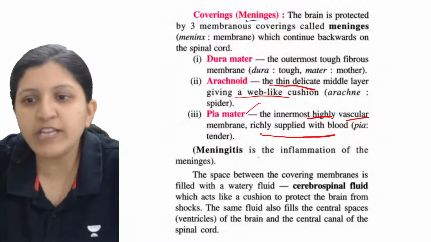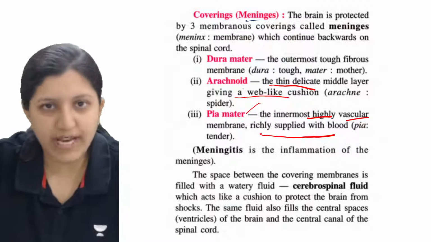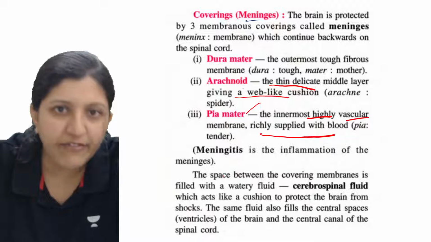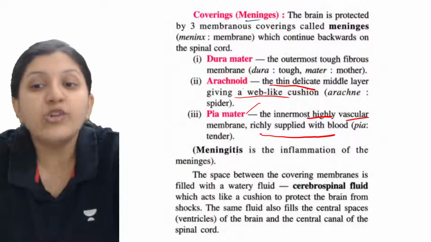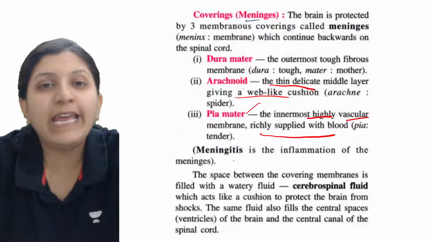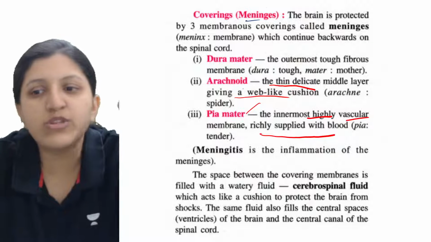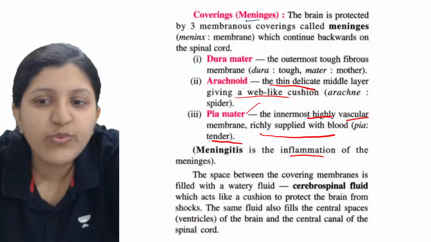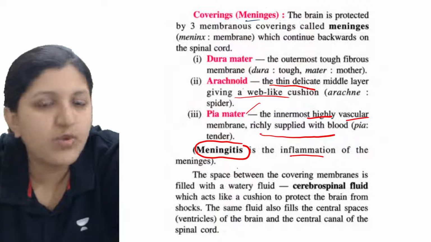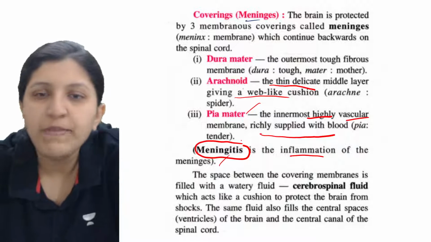Okay. So meningitis is the inflammation of the meninges. That is the covering which is there, and that covering we call the meninges. If there is any infection to these membranes, there is swelling and inflammation that can be seen. That we call meningitis.